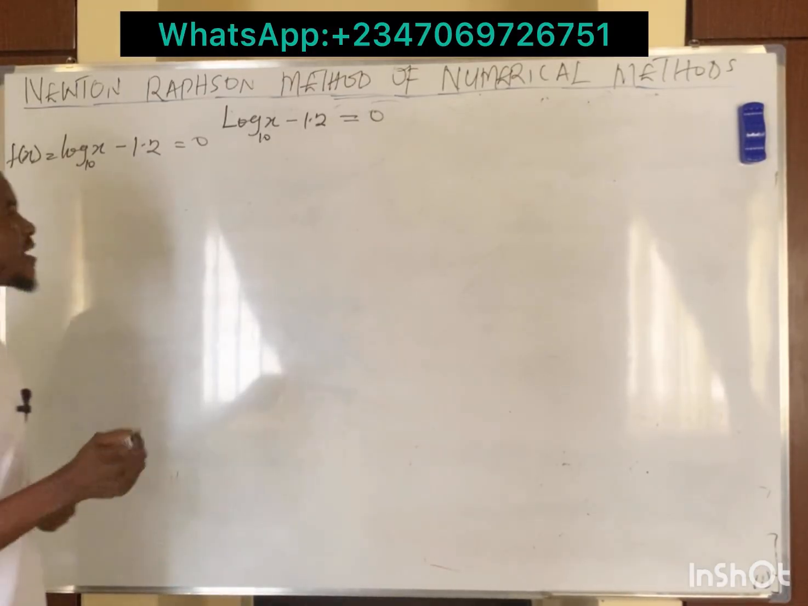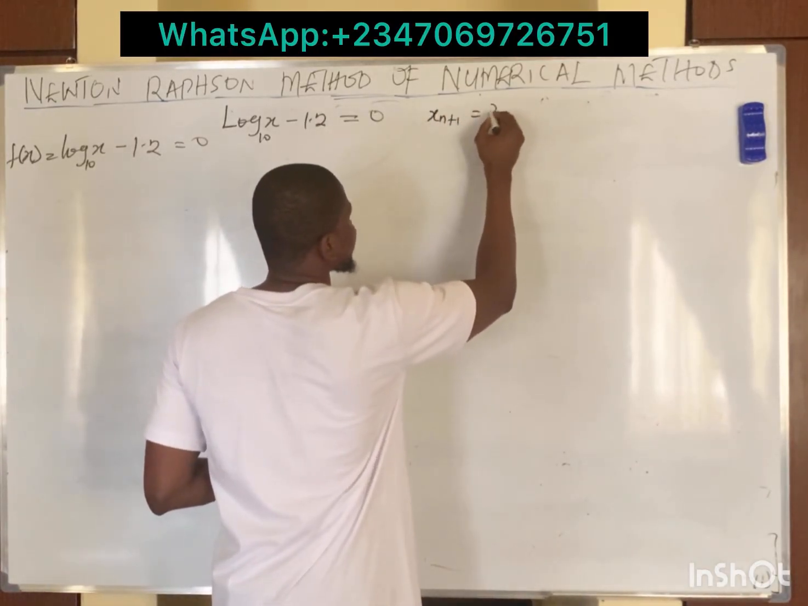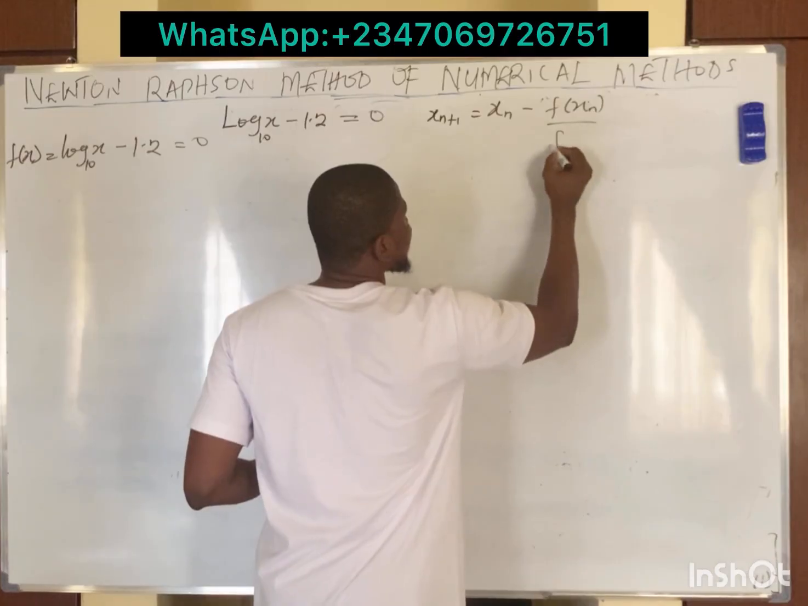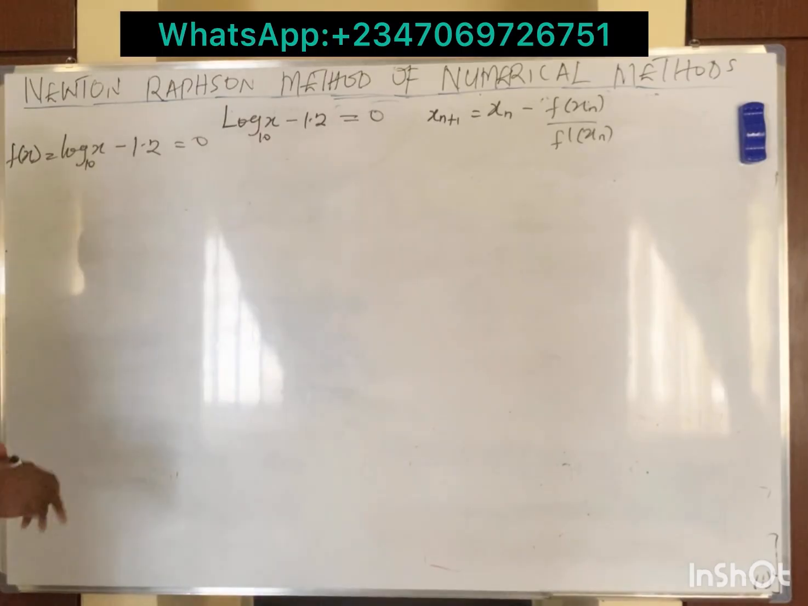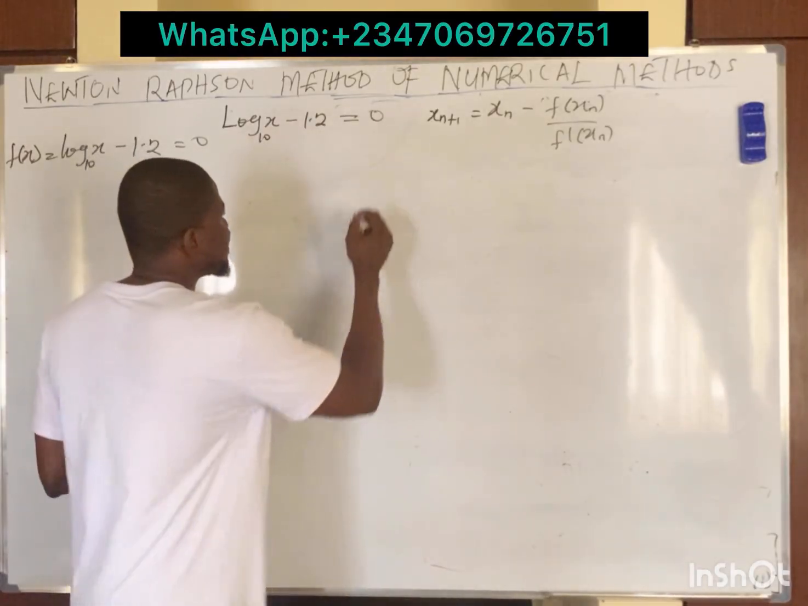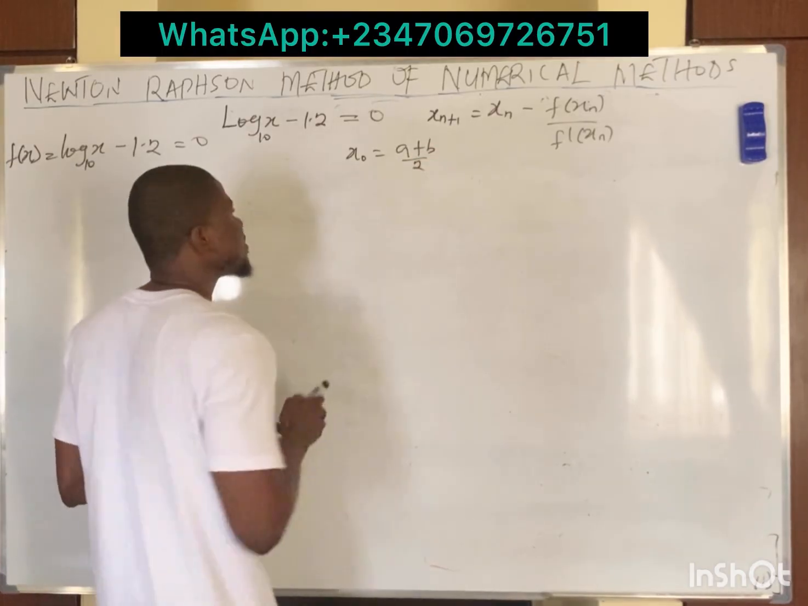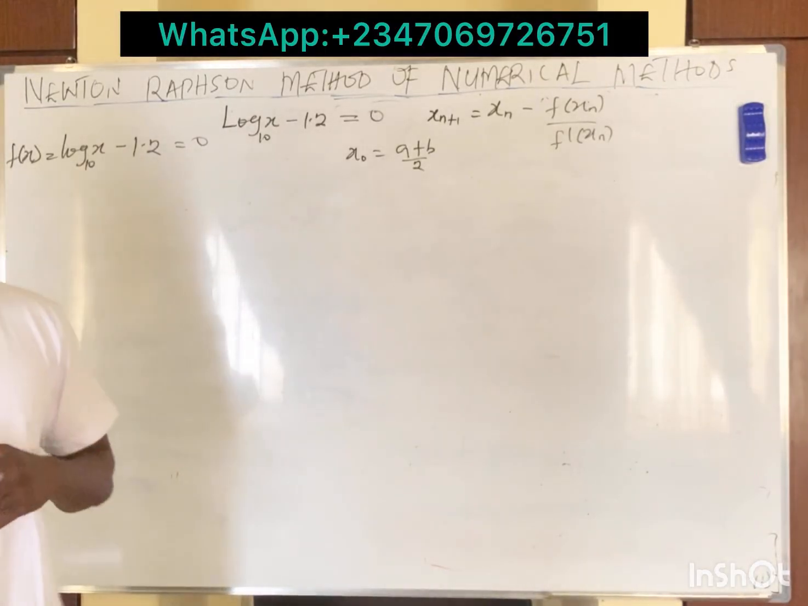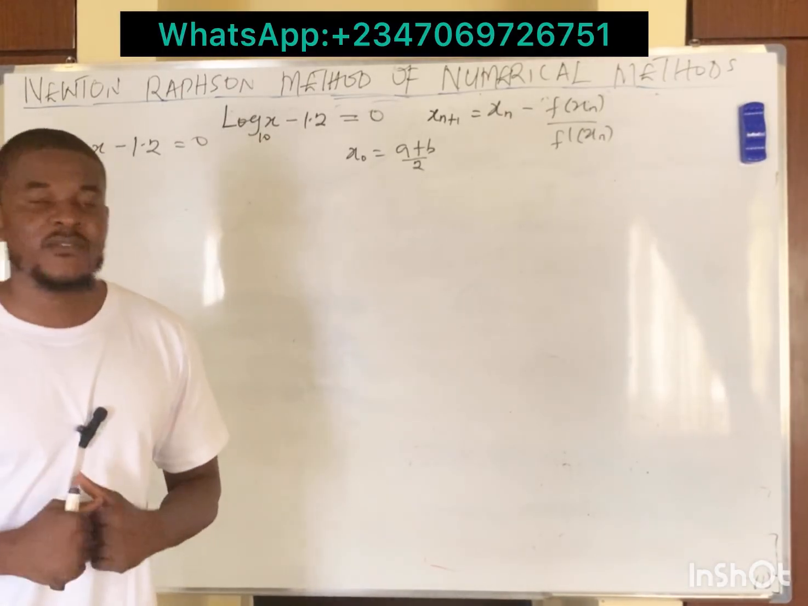Okay, so let's take down our formula. Newton Raphson simply states x n plus 1 equals x n minus f of x n all over f prime of x n. First things first, we need to find our initial guess. Remember, the initial guess x naught is taken simply as a plus b divided by 2. So we look for two values such that when we plug them into this equation, one gives a negative value and the other changes the value directly from negative into positive, and vice versa.